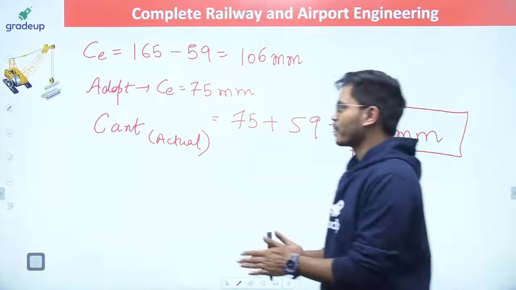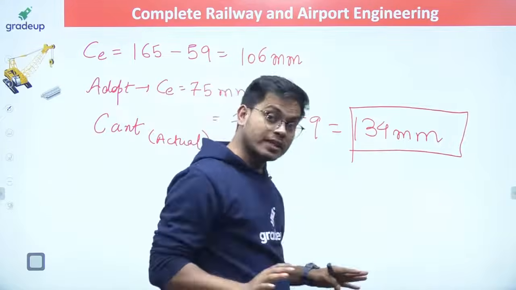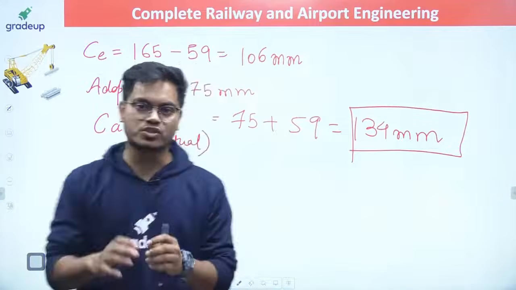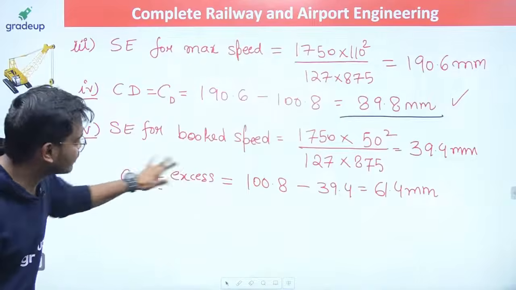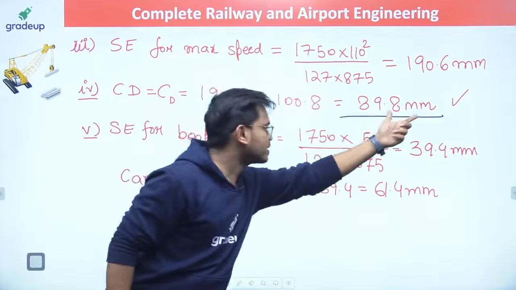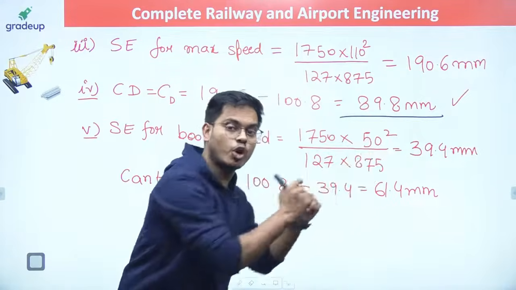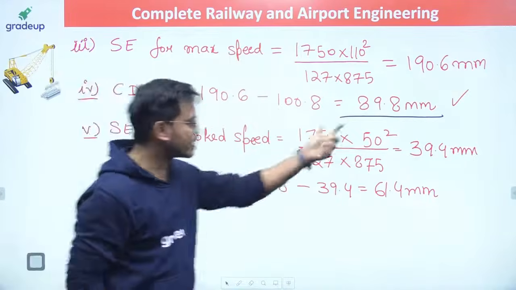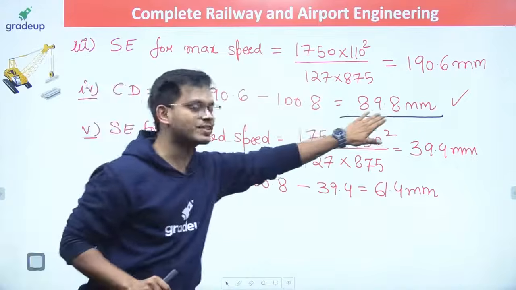So this is all about your super elevation, all the types of questions which I just solved in front of you. These are the possible cases, guys. Initially, we solved this question in which everything was coming under the limit. The CANT deficiency I was getting was 89.8, and it was a high speed route. 110 kmph was the sanctioned speed. That is why the CANT deficiency limit was 100 mm, right? But here I was getting 89.8.